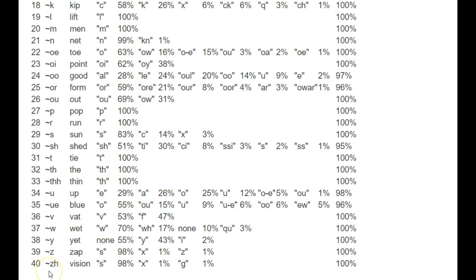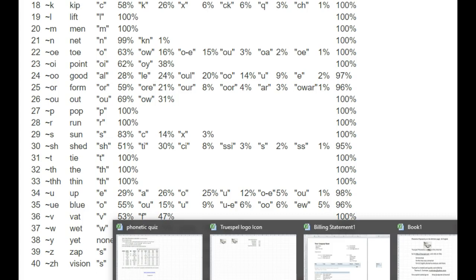The least used, the least encountered sound in English is the j sound, as in vision or measure and leisure. So 98% of the time it is spelled by the letter S, and there's a few other times. Okay, I have an even better one for you.